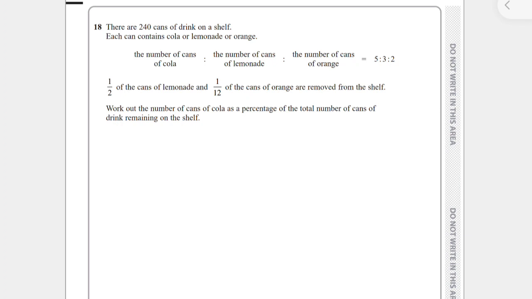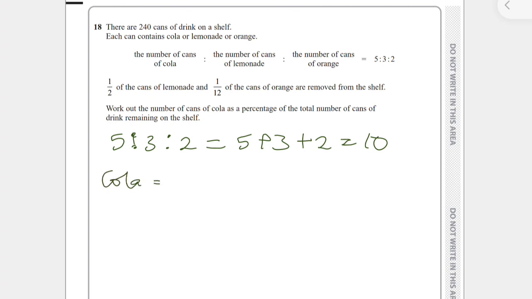Question 18. There are 240 cans of drink on a shelf, and each can contains cola or lemonade or orange. The number of cans of cola to lemonade to orange is 5:3:2. So if we add all of that together, 5 plus 3 is 8, 8 plus 2 equals 10. So for cola, that is going to be 5/10 times 240. So 0 cancels 0, so 24 times 5 is going to be 120.